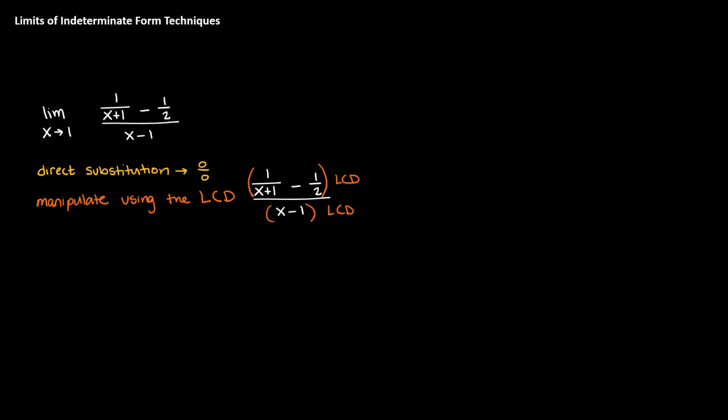I'm going to multiply the LCD to my entire numerator and to my entire denominator. We can distribute that LCD into the two terms of the numerator, and it's going to reduce the fractions that are appearing in my numerator. Let's walk through it. In this case, the LCD is x plus 1 times 2.